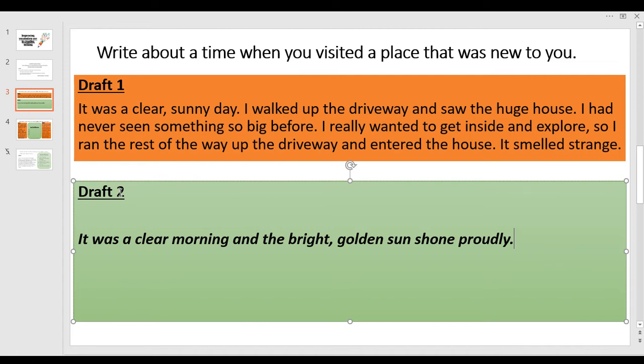In draft one, we're talking about I walked up the driveway. The word walked doesn't necessarily give us any indication about how this person is feeling. Are they excited? Are they nervous? Are they scared? Your vocabulary choice can indicate how a character is feeling, so that's something you want to consider. If your imagined character is relaxed, perhaps, as I strolled, a casual walk, as I strolled up the driveway.